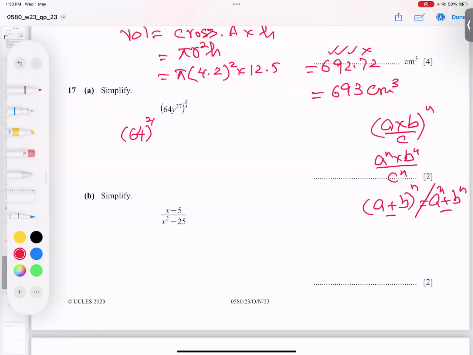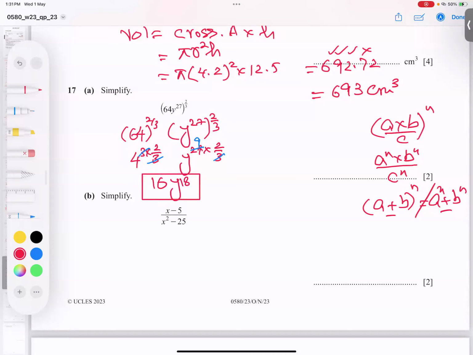64 to power 2 by 3 and 27 to power 2 by 3. 64, you can type this in calculator, okay? Or 64 is 4 to power 3, and power inside, power outside, they always multiply. So 3 cancels 3, and 4 to power 2 becomes 16. And 9 twos are 18. I believe you got the point. This is our final answer. Let's go for the next part.